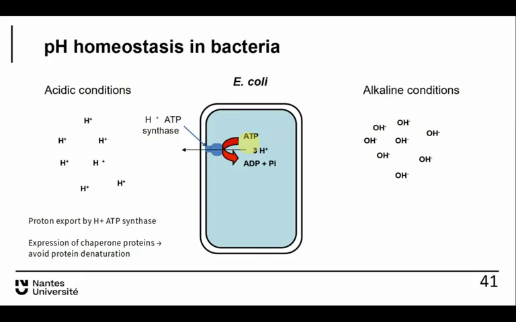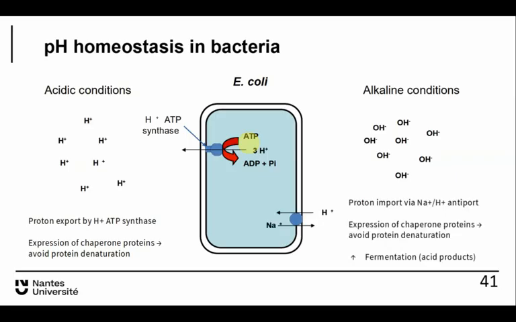Well, what happens if the opposite is true and these bacteria are growing in alkaline conditions? Well, in this case, the tendency will be for the cytosol to become too alkaline. So they need to try and retain protons and import them to acidify the cytoplasm to try and keep it balanced. So in this case, what they can do is import protons and export sodium.